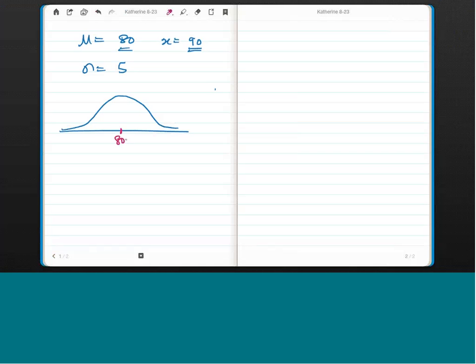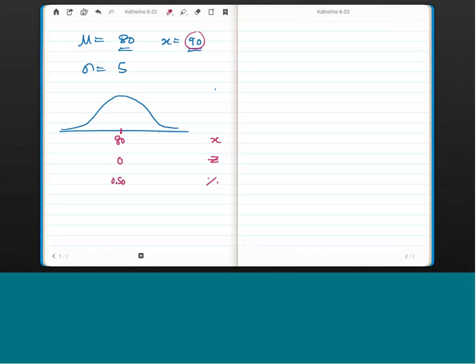I tell all my statistics students to write X here, Z here, and percent here, so they don't mix it up. The Z for the mean is always 0, and the percentage is always 50% in the middle, because 50% got below the mean and 50% got above the mean.